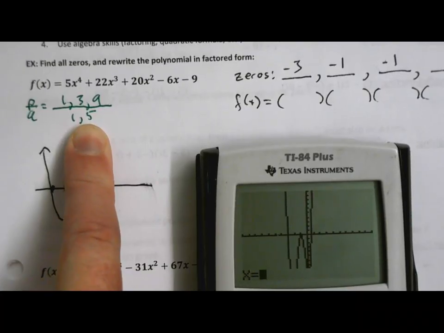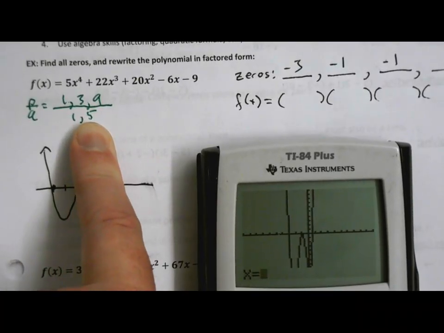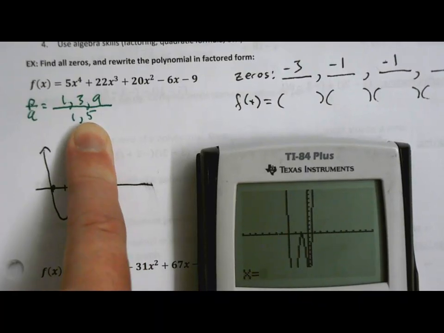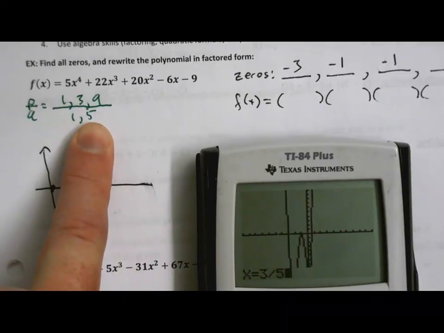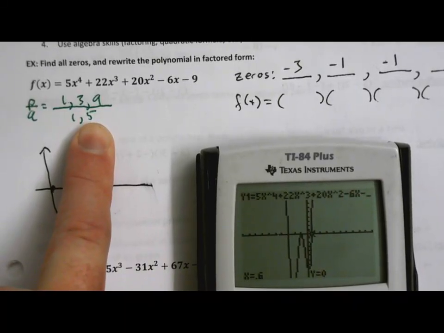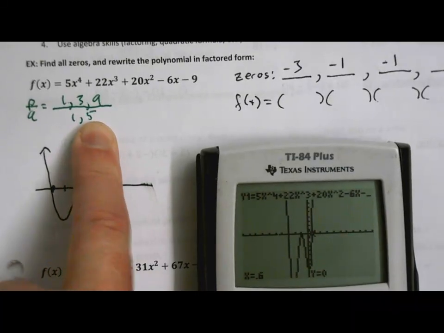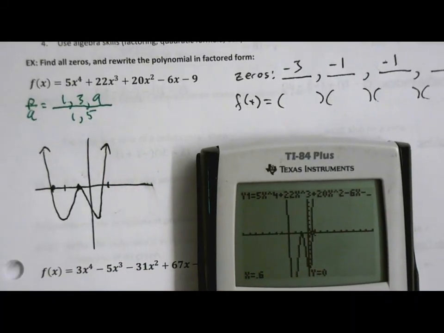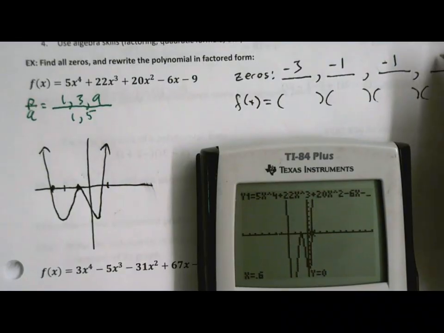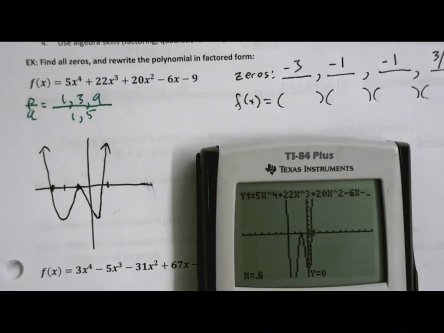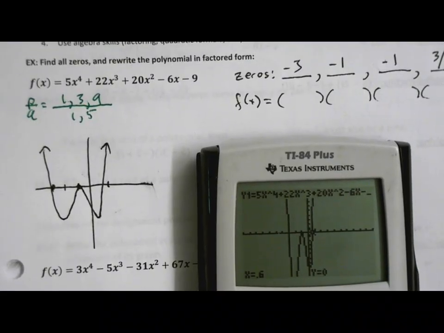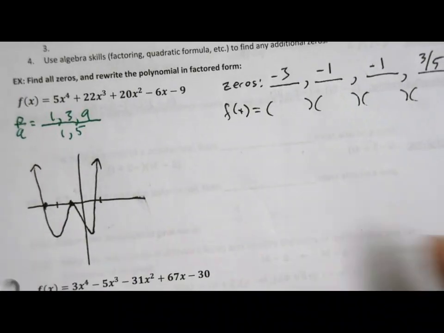So this is why we make our P over Q list, for when we have to find these fractional ones. I would try 1/5 and I would try 3/5, but since you claim that it works already, I'm going to just jump straight to that. Did you have a question? Yep. So 3/5 works. Cool. So that means we should be about finished here.